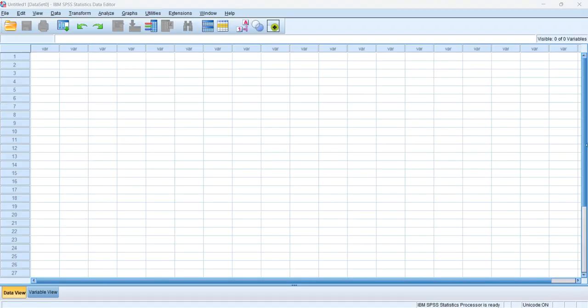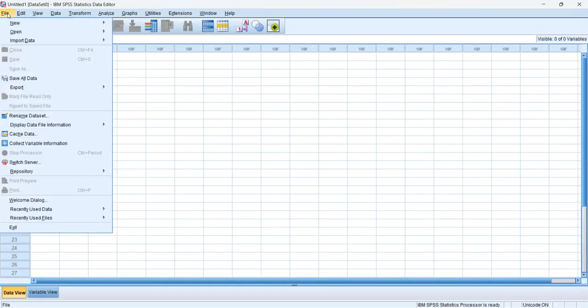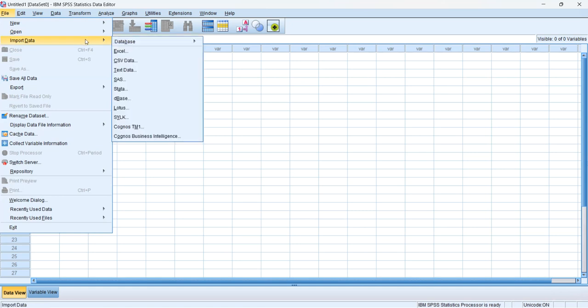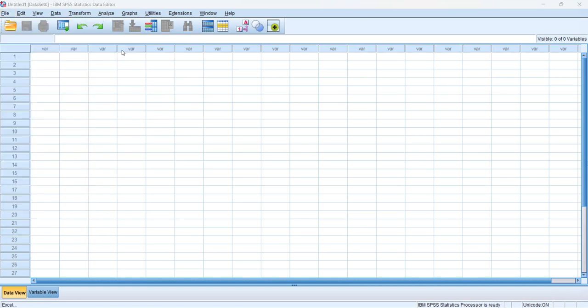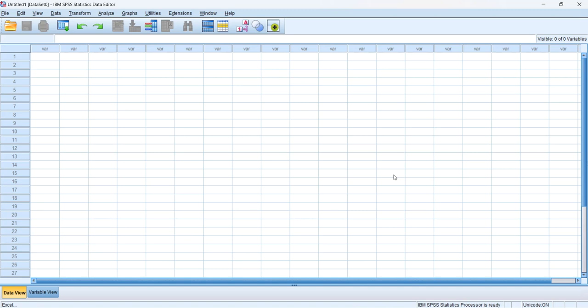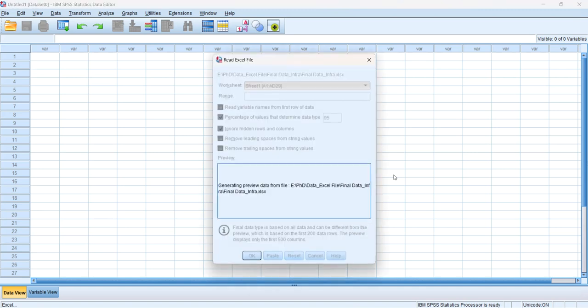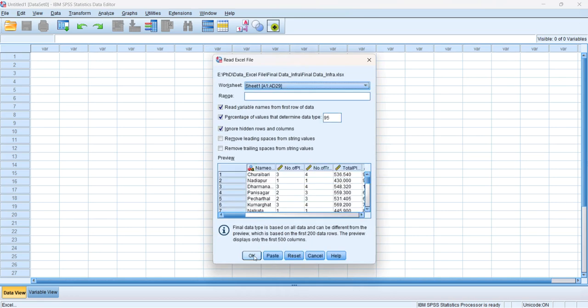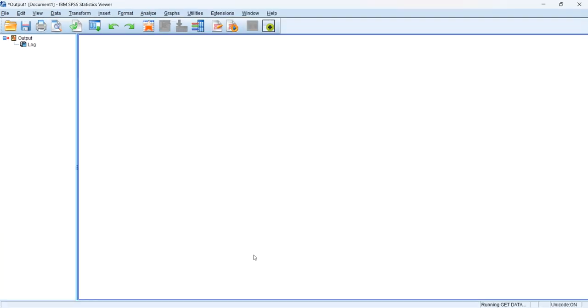First you need to add your data. Just go to File, Import Data. I use the Excel data, so click it here. Just go to the data infrastructure. Okay, just click it here. Just put it, okay.